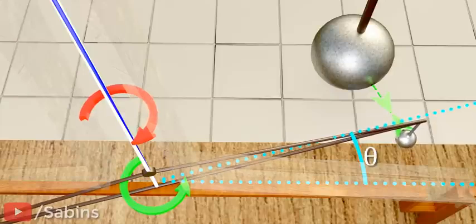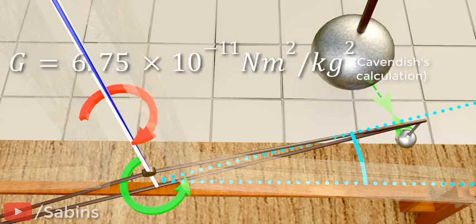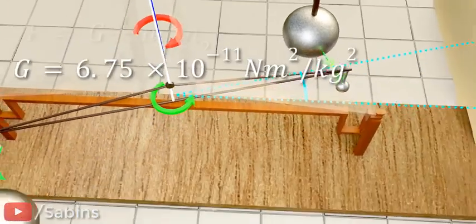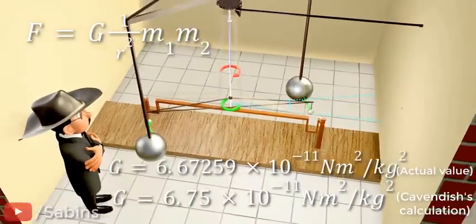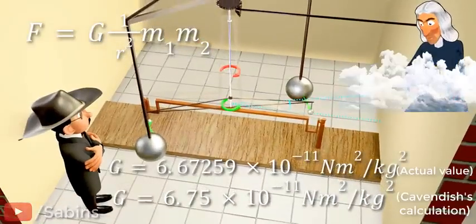Using this twisted angle at the balance as an input, Cavendish calculated the value of G for the first time, that too quite accurately. We hope you now have a clear understanding about the universal law of gravitation.